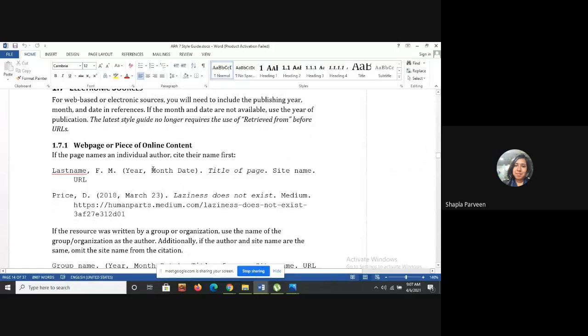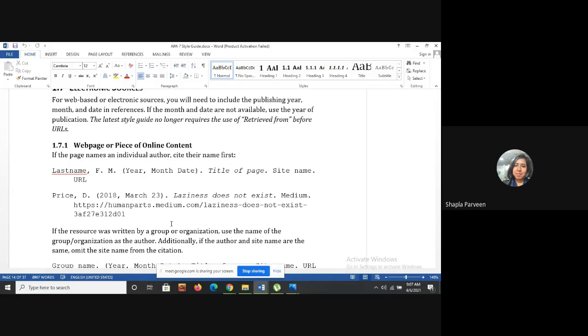Web page or piece of online content. Okay. If the page names individual authors, cite their first name. Okay, so these types of examples may be useful for you if you take any information from an online source.